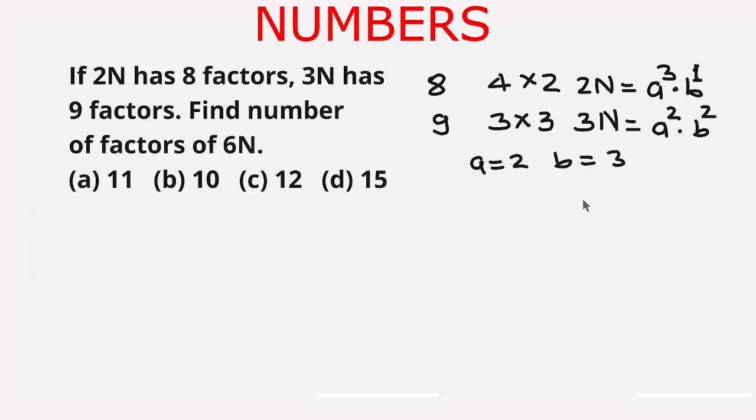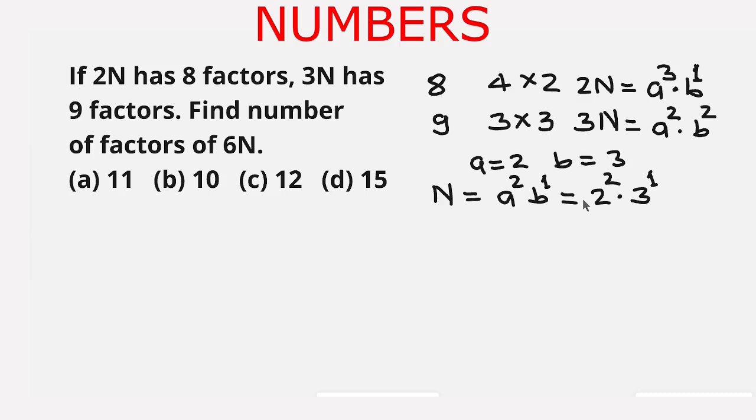Then what is n equal to? A to the power 2 and b to the power 1, because a to the power 3 has become when a equal to 2. N must be equal to 2 to the power 2 and 3 to the power 1. Then only 2n can have a to the power 3 and b to the power 1, and 3n can have a to the power 2 and b to the power 2.